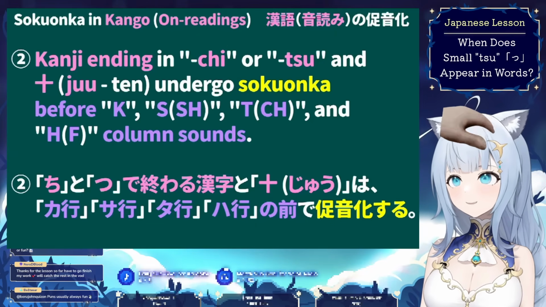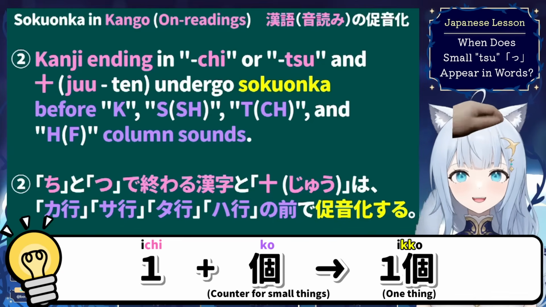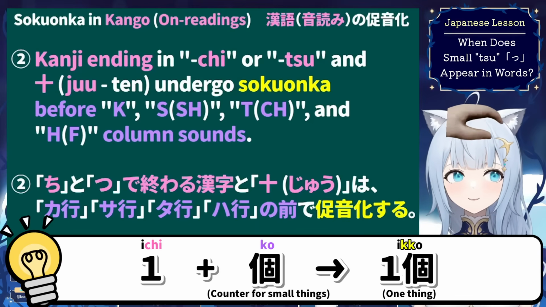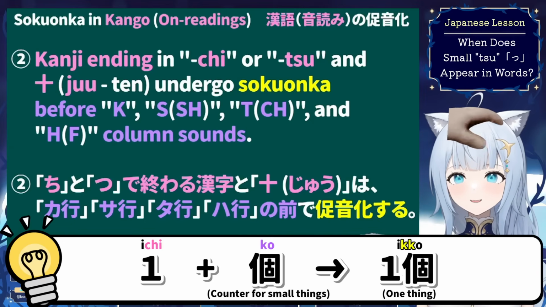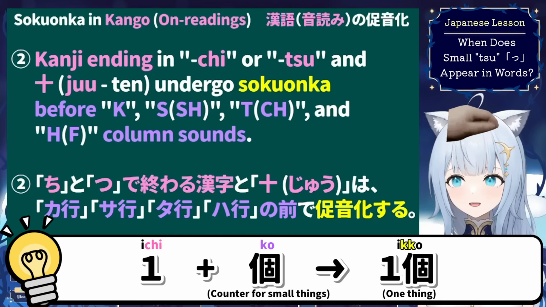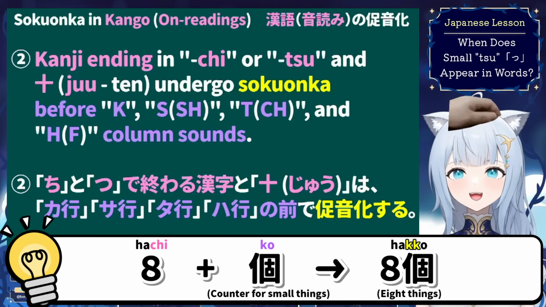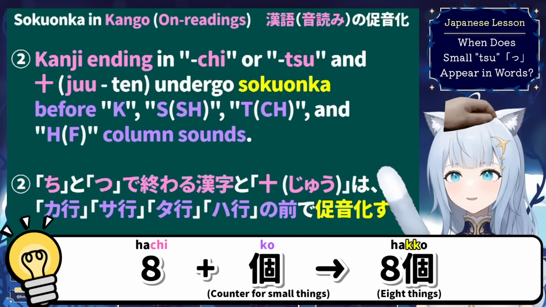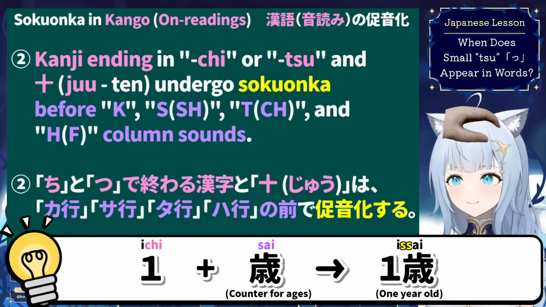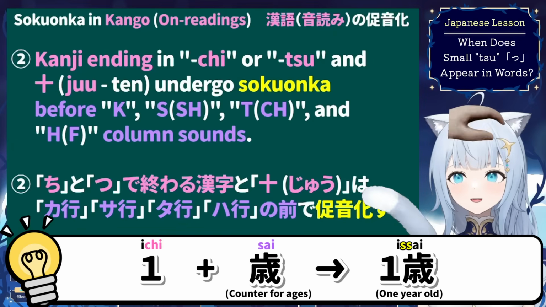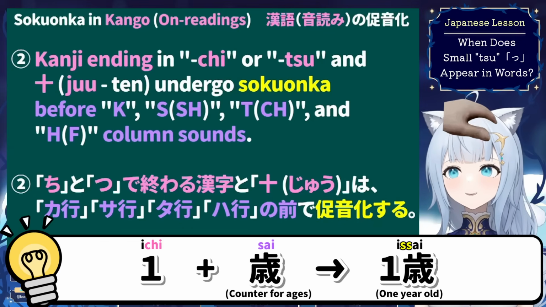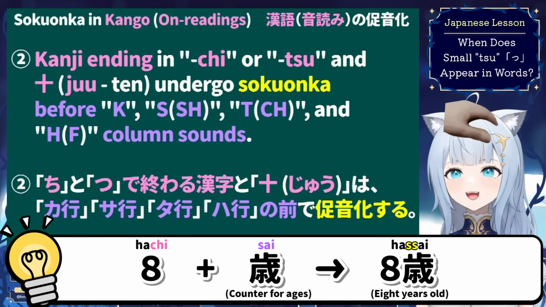So for example, counter word ko can be used for small objects like candy, apple, cake. So 1 plus ko, but not ichiko, it's 1ko, right? And 8, but not hachiko, it's 8ko. Next is S column. Let's take 歳, year old. So, 1歳, 1 year old. And 8 years old, 8歳.